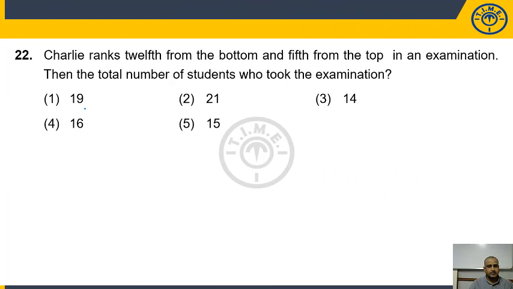Next, Charlie ranks 12th from the bottom and 5th from the top in an examination. The total number of students who took the examination is simple: 12 plus 5 minus 1, because the same person has been counted two times, 12th from the bottom as well as 5th from the top. So the total strength will be 12 plus 5 minus 1, that is 16. So the total number of students is 16. Choice 4.